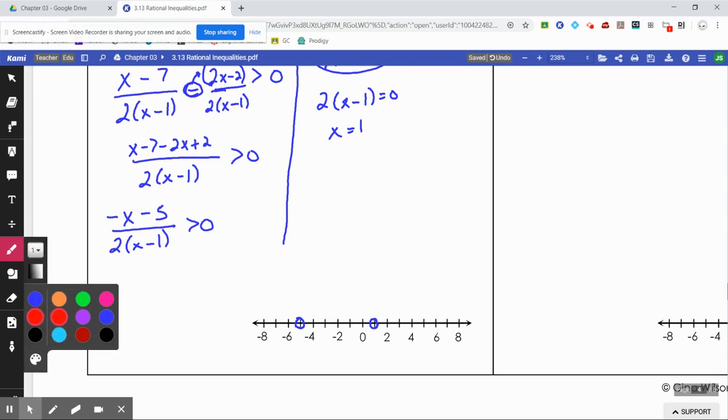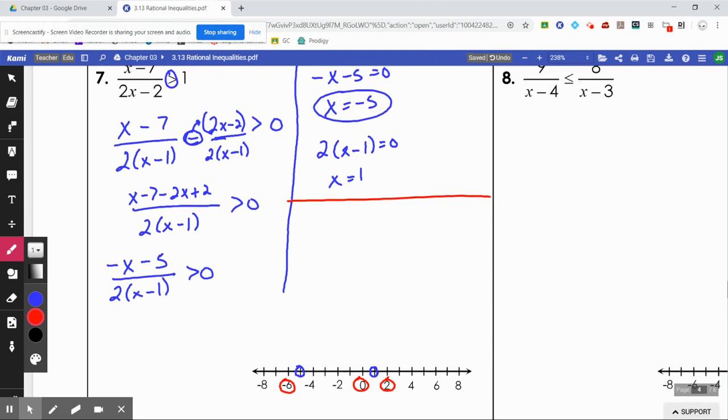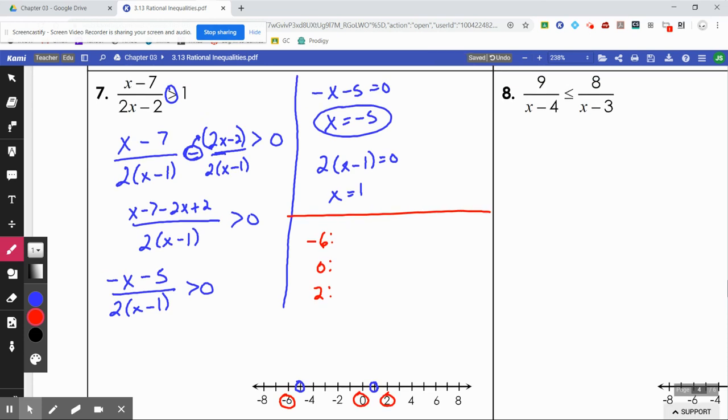So this will be a pretty easy one because you only have 3 regions. Let's test negative 6, let's test 0, and let's test 2. Again, 0 is always a really easy one to test no matter where it's located. Always try to plug that 0 in. So we're going to take those 3 numbers and plug them into our original. You could plug it into this, or you can plug it into the original, either way. And here's what you're going to get.